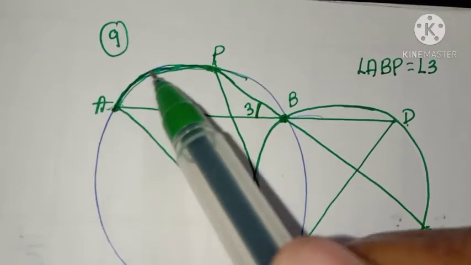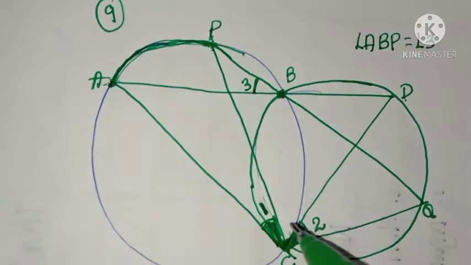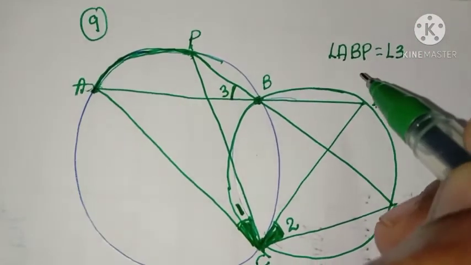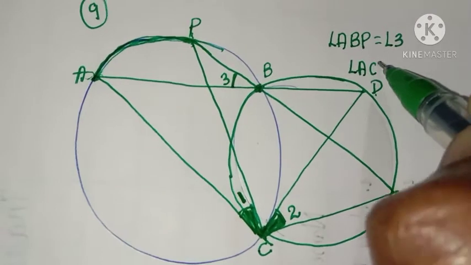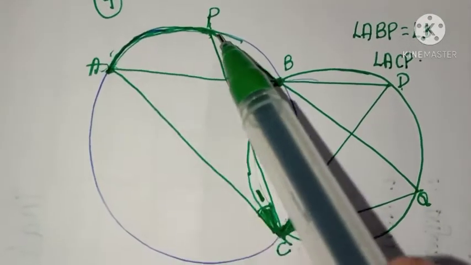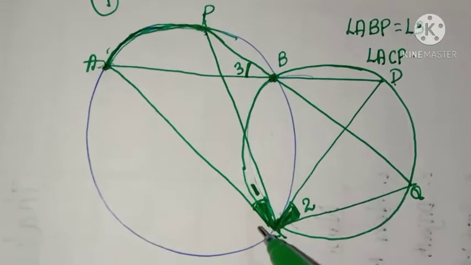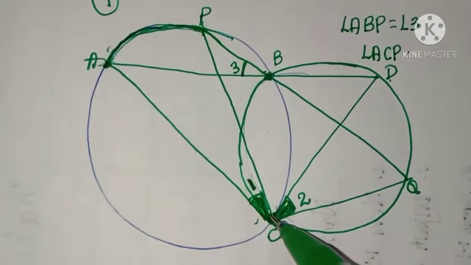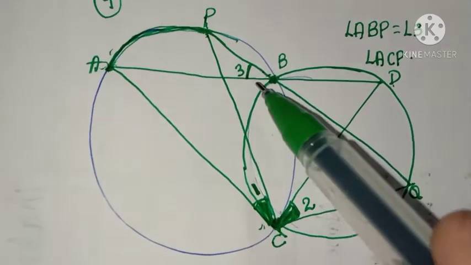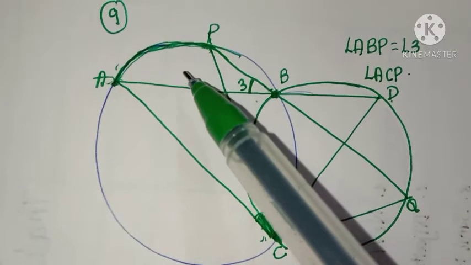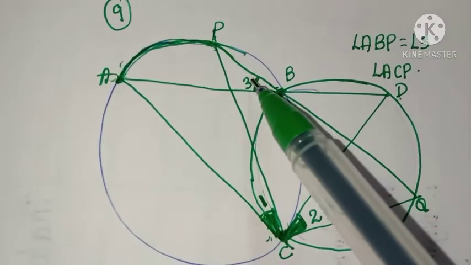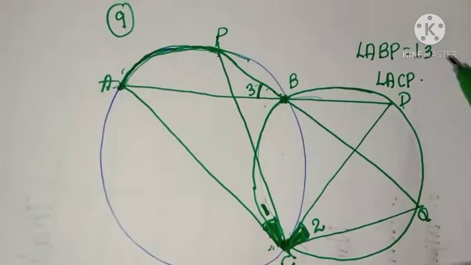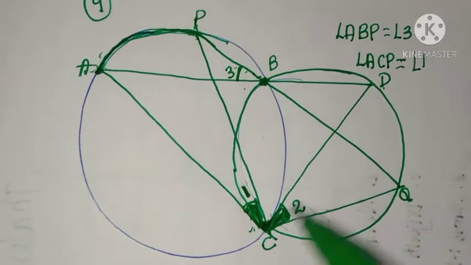The same arc AP makes an angle at a point C. What is it? Angle ACP. So the same arc AP makes two angles, ABP and ACP. These two angles are angles in the same segment, and therefore these two angles are equal. Angle 1 is equal to angle 3.